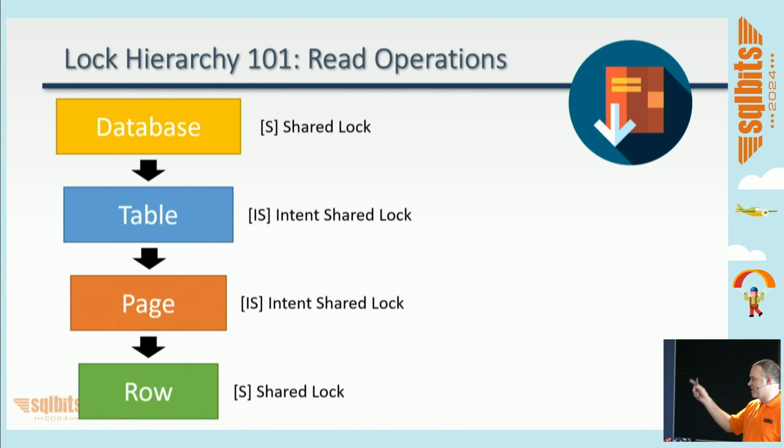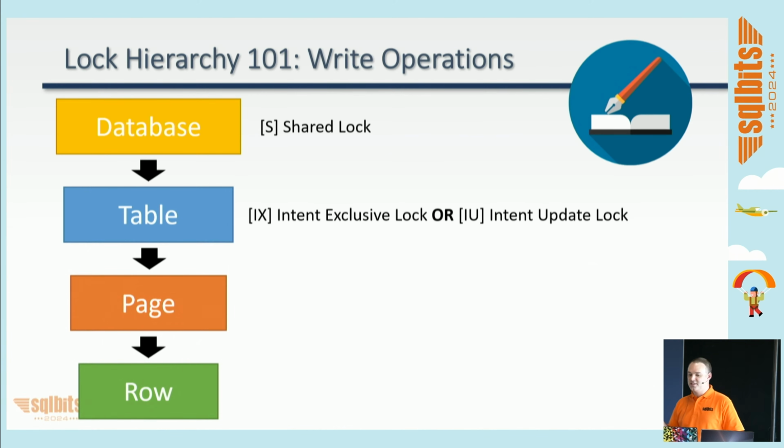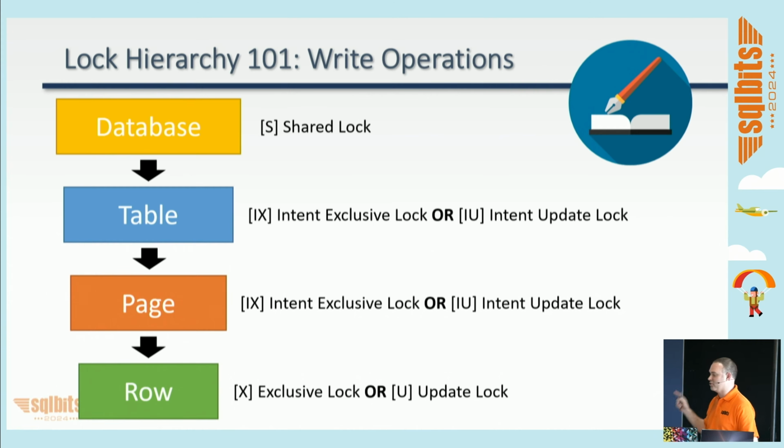We're going to have intent shared locks at the page and the table level as a result, and then we have a shared lock in the database just because we're doing something in the database. For a write operation, for insert, update, or delete, we're still going to have that shared lock. Again, everything gets one. At the table and the page level, now we're going to get either an intent exclusive lock or an intent update lock. And then at the row level, we'll get an exclusive lock or an update lock. So, of course, if we're updating a row, we need exclusive. The intents are because the exclusive is at the bottom, etc.